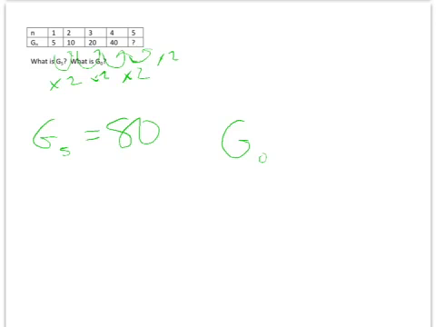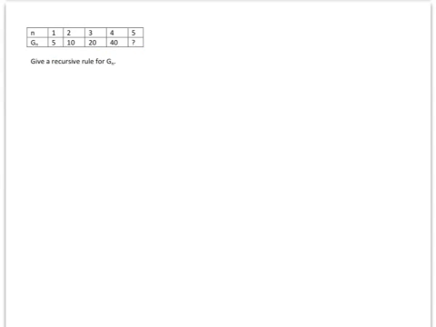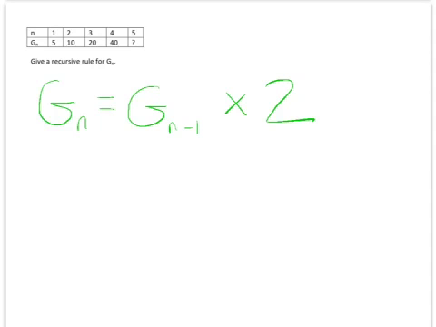And then to go backwards to find G0 from G1, I should divide by 2. If going forwards, multiply by 2; to go backwards, we'll divide by 2. So G0 is 2.5. My recursive rule for G sub n is that G sub n is the previous term in the sequence, which we write G sub n minus 1, times 2.